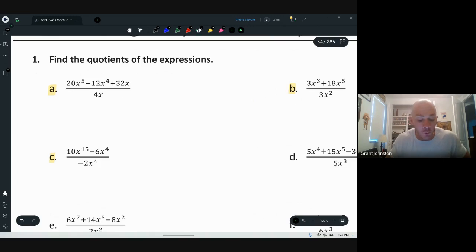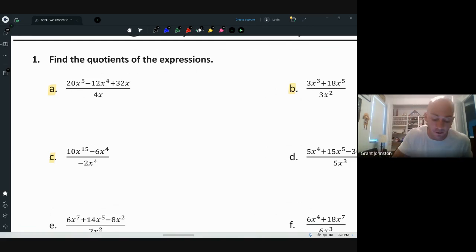On A, we have 20x to the fifth minus 12x to the fourth plus 32x, all divided by 4x. We're going to divide each of those terms in the numerator by 4x. So for 20x to the fifth divided by 4x, we divide those coefficients. 20 divided by 4 is 5.